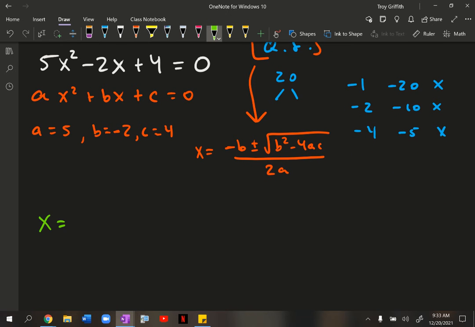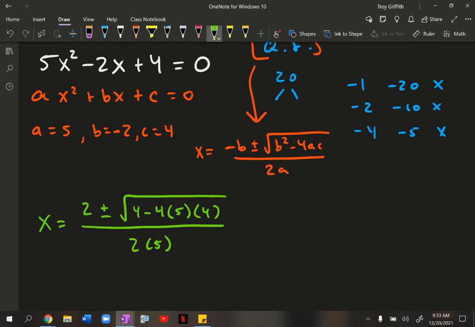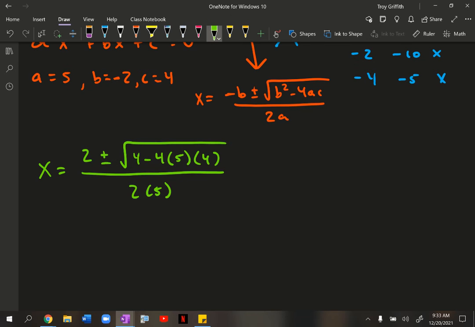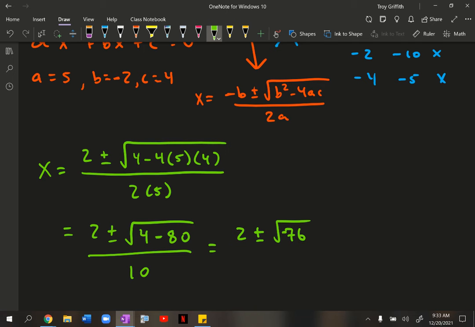Quadratic formula says negative negative 2, so 2 plus or minus the square root of b squared, so that would be 4, minus 4 times a times c, which is 4 times 5 times 4, all divided by 2 times 5, 2a. All right, let's do some math. So we've got 2 plus or minus square root of 4 minus, because I'm going to stay negative, I've got just a minus and then a bunch of positives. 4 times 5 is 20, times 4 is 80, all divided by 2 times 5 is 10. Okay, 4 minus 80 is negative 76.